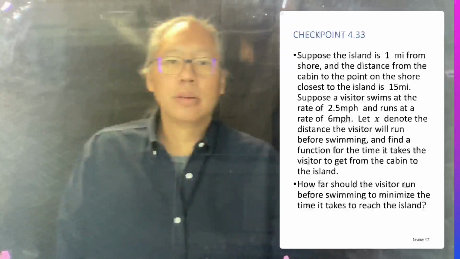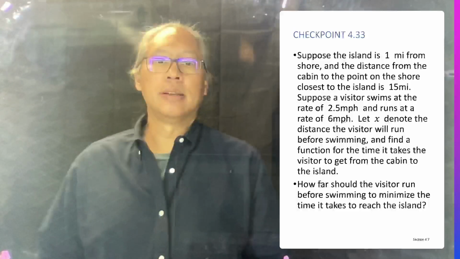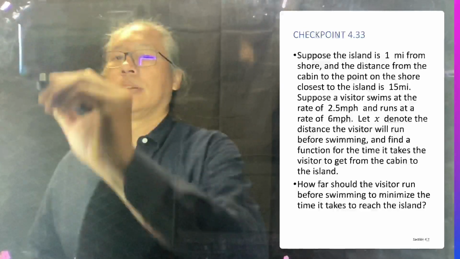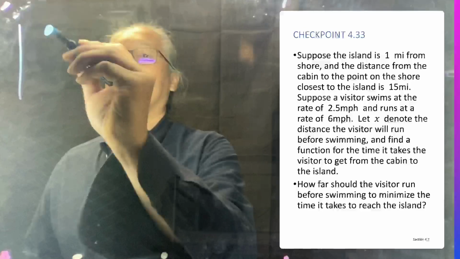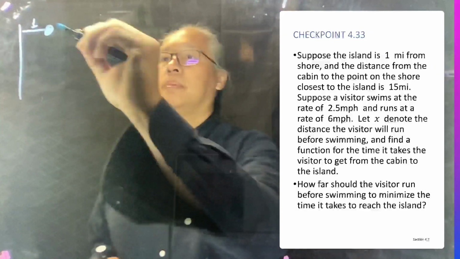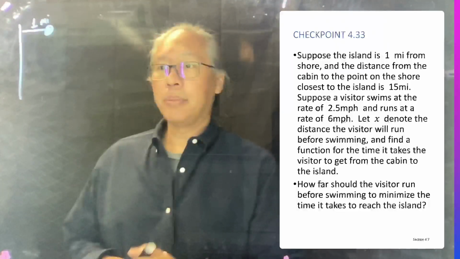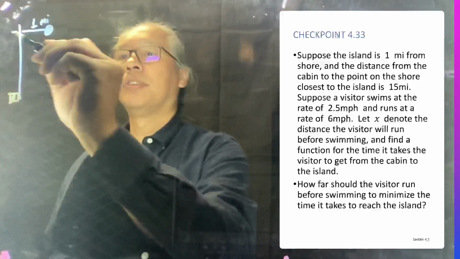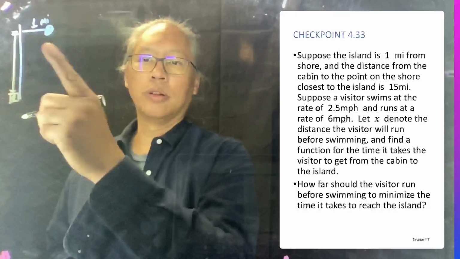Hello, we're doing checkpoint 4.33. Here we have an island 1 mile from the shore, a distance from the cabin. So let's say this is your shore, this is your island, that's 1 mile away. And then you have a cabin on the shore, along the shore, that's going to be 15 miles from the closest point to the island.